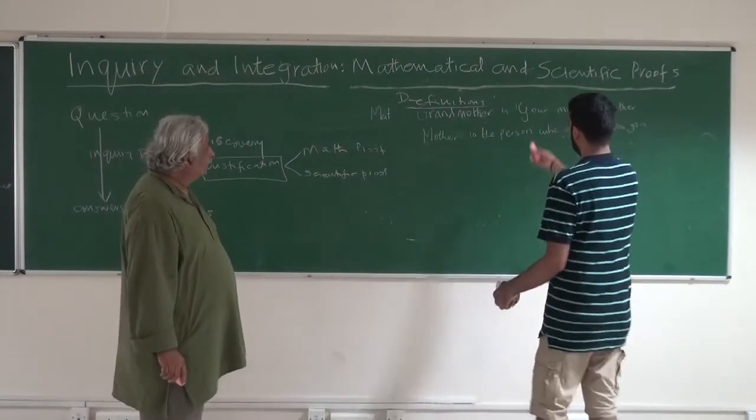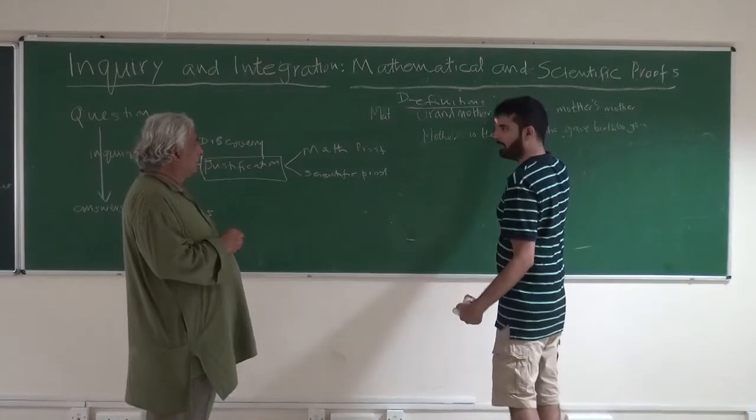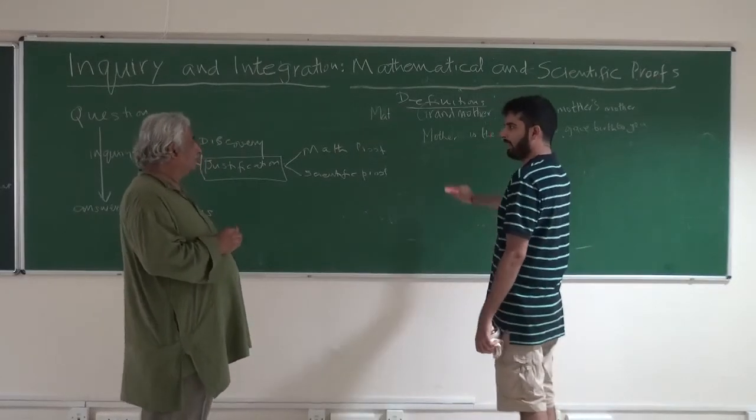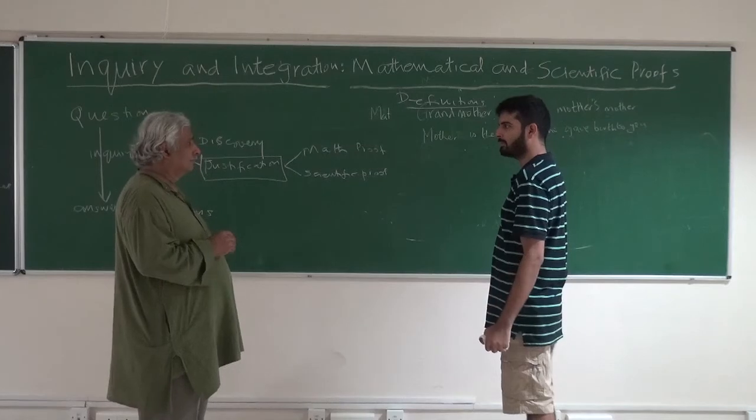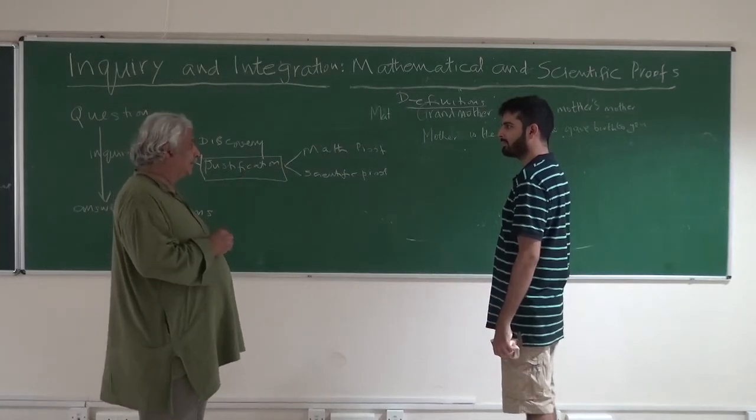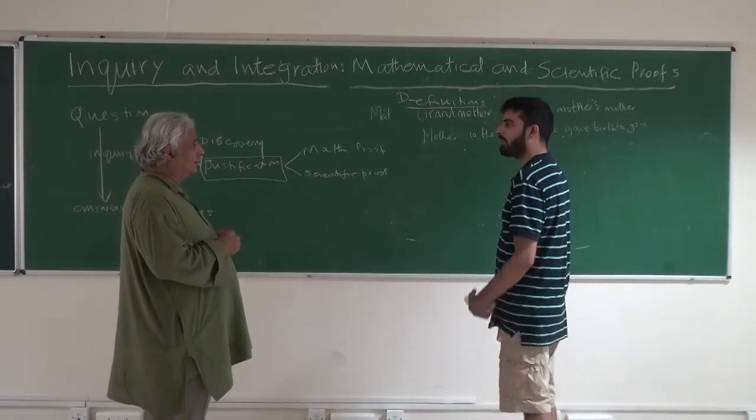Okay. So you're saying that your maternal grandmother gave birth to your mother. You accept that? Yeah. And your mother gave birth to you. That's right. So now how can your maternal grandmother be younger than you? Because the giving birth happened much later. The giving birth happened after you were born. Yeah.